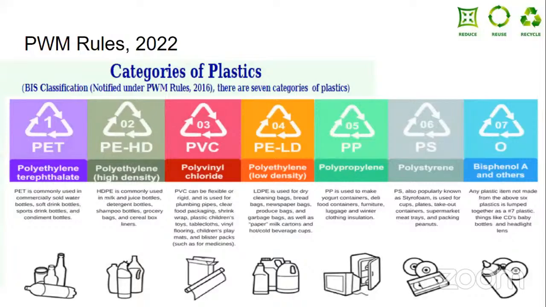Polypropylene is majorly used in making plastic bags. Polypropylene bags are there, like the trolley bag that we carry. That is a form of polypropylene plastic. Polystyrene, known as styrofoam also, is used for cups, plates, containers, supermarket trays, you know, trays that are used to lift the cans and bottles. And the last category is bisphenol: any plastic item not made from the above six is part of bisphenol.